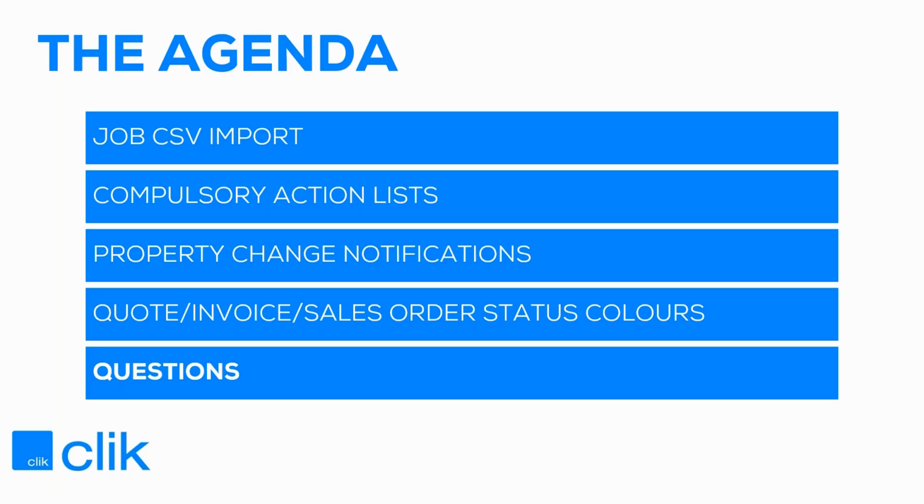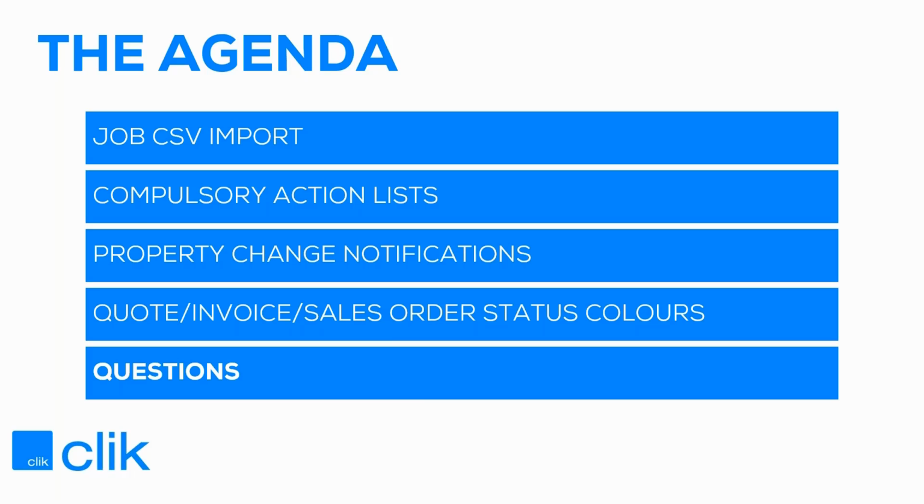The job CSV import will make sure that those customers that give you big spreadsheets of job sheets, you can import them quickly rather than having to fill them in one by one. Now, the second bit we've put in is compulsory action lists. And this means that these action lists can be done before the job is actually edited and completed.